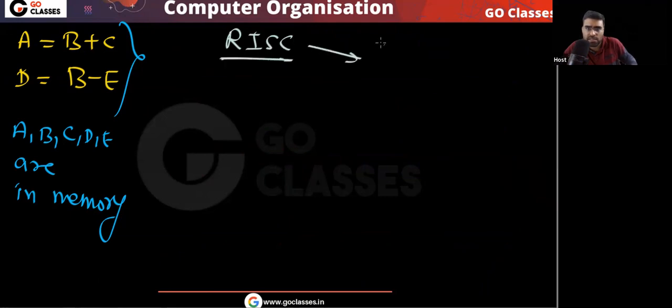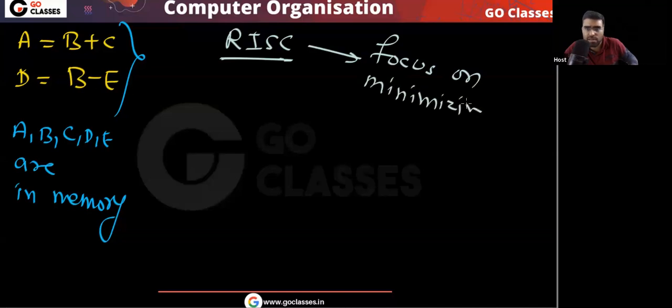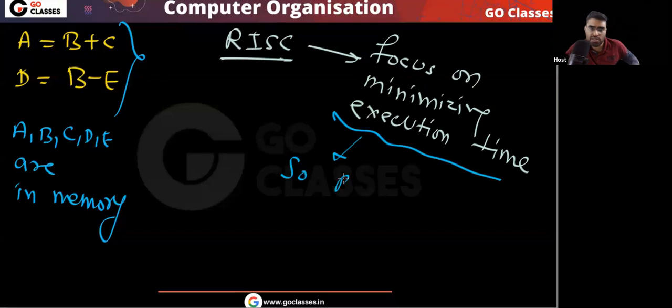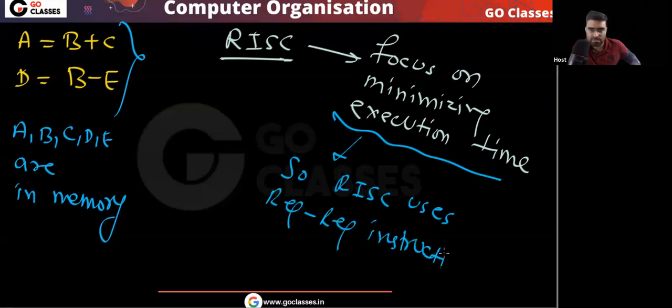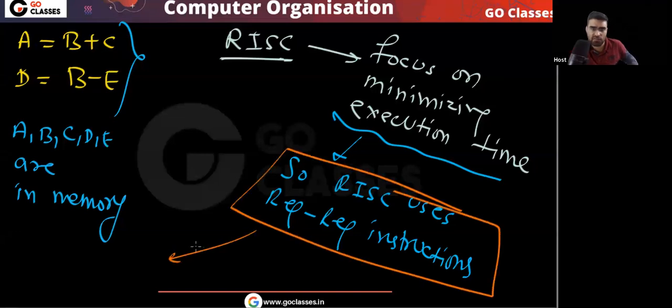Very simple point. Look at RISC. This will focus on minimizing execution time. That is the complete focus. So the focus of RISC is on minimizing the execution time. So RISC uses register instructions. Why? What is the reason? The idea is very simple, because you load the data in registers and then use it again and again. Yes or no? Is this clear?